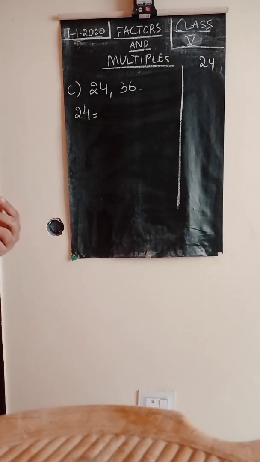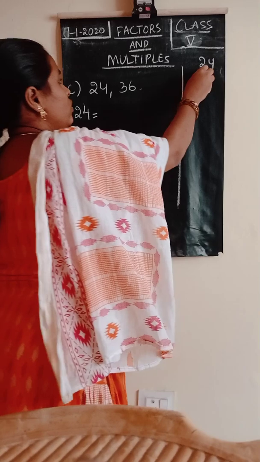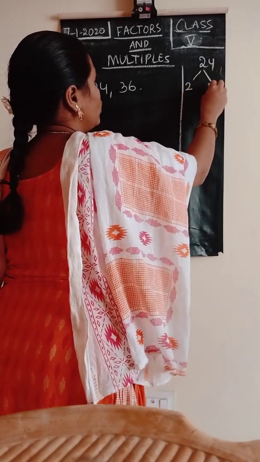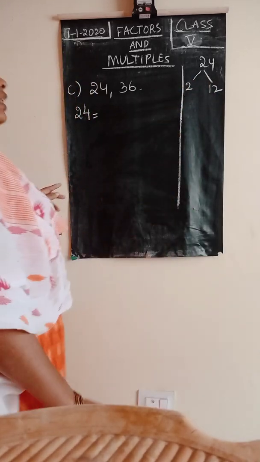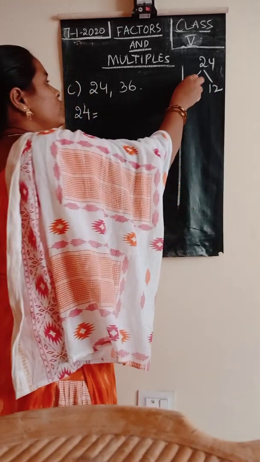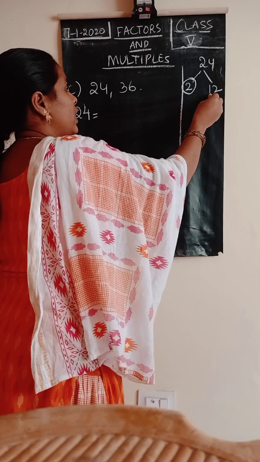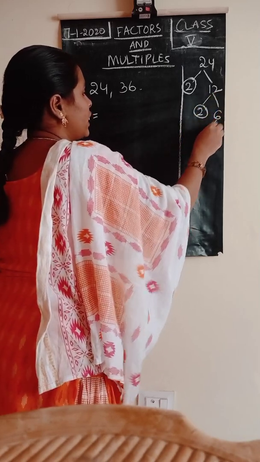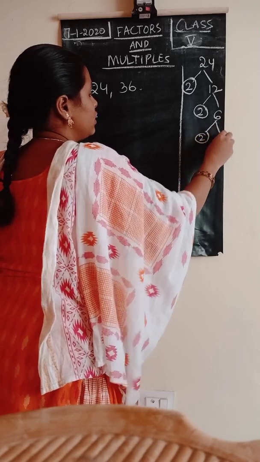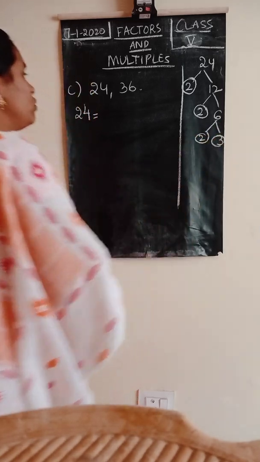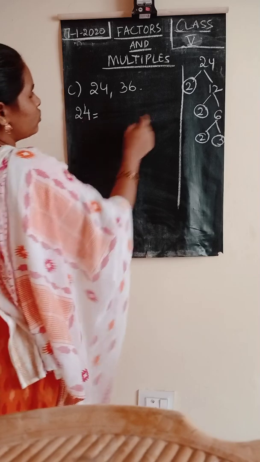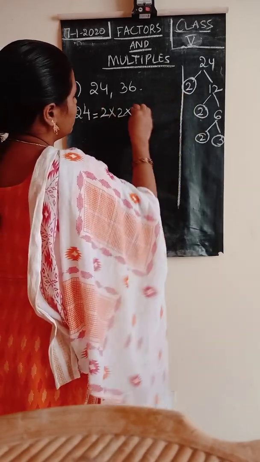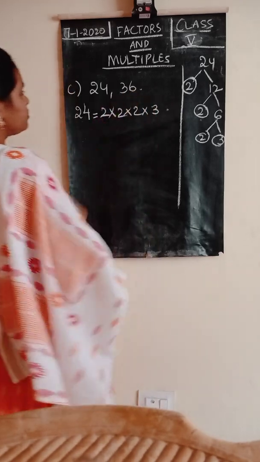So in the rough space, draw the tree for 24. Okay, you have to start with 2 table. 2 is a prime number. Start with 2. 2 how many times are 24? 2 12s are 24. 2 is a prime number, you stop here. 12 again, 2 6s are 12. 2 3s are 6. So 24 can be written as 2 into 2 into 2 into 3.